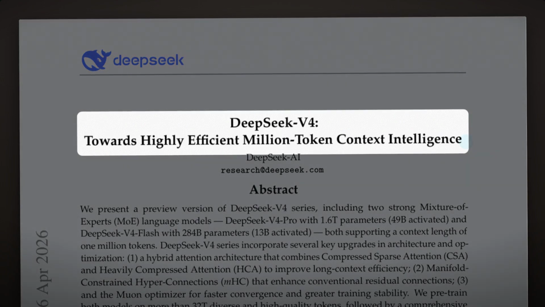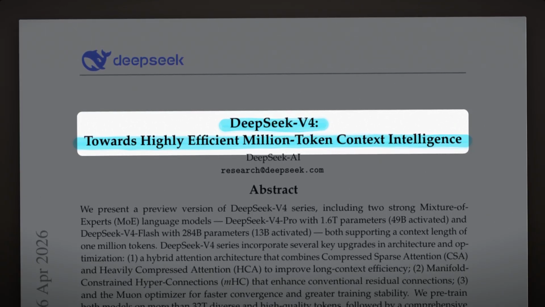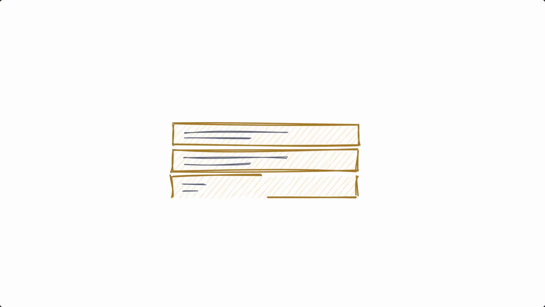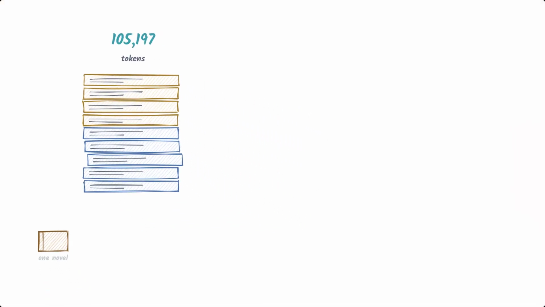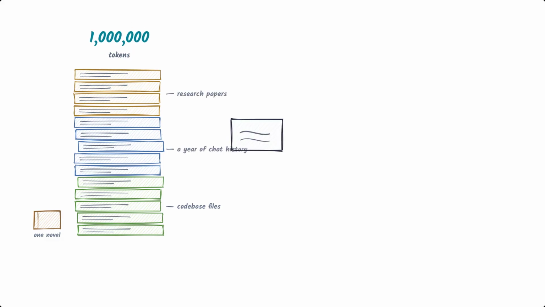Let's break down the core idea behind this paper, DeepSeek-V4, towards highly efficient million-token context intelligence from DeepSeek AI. A million tokens. That's a stack of context taller than most entire novels, handed to a model all at once. Every file in a codebase, a year of chat history, a pile of research papers.